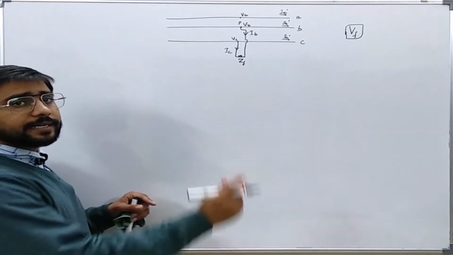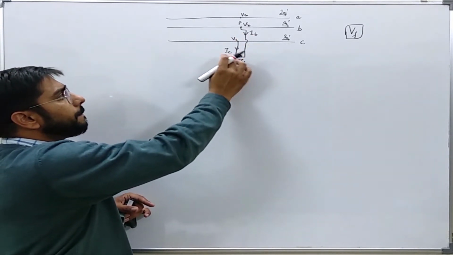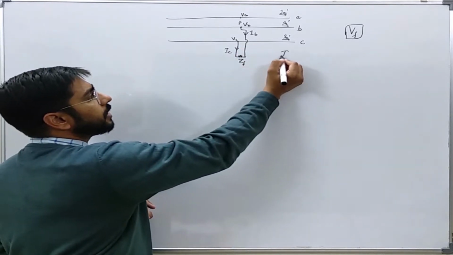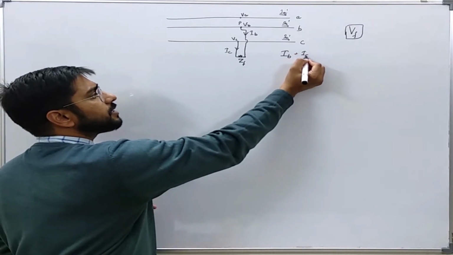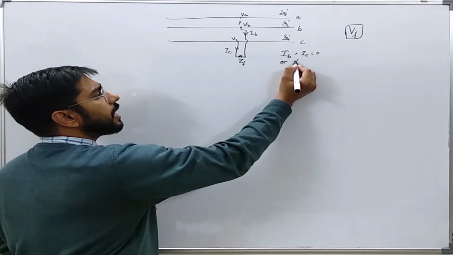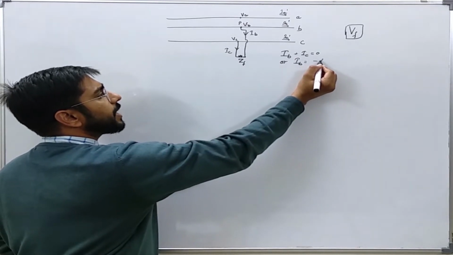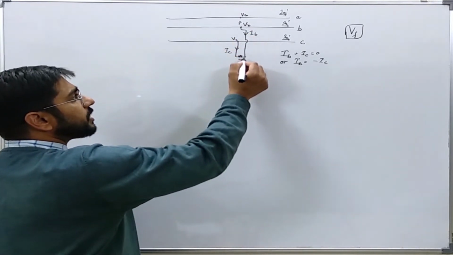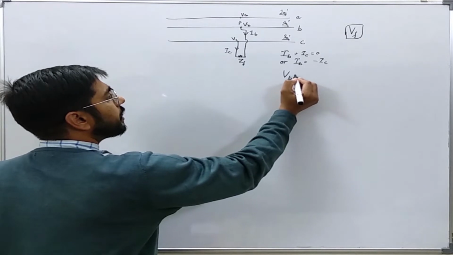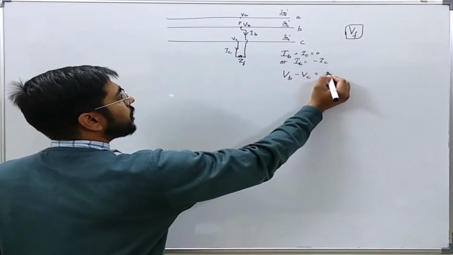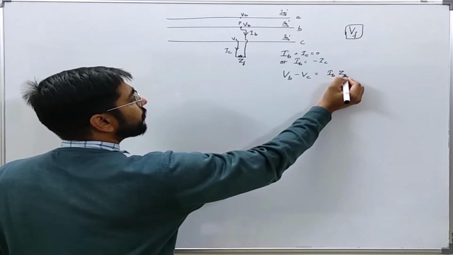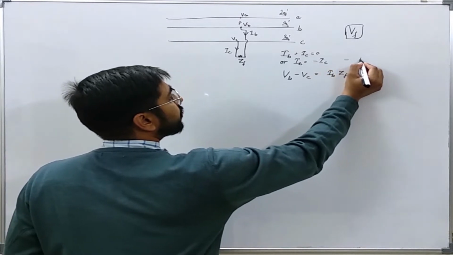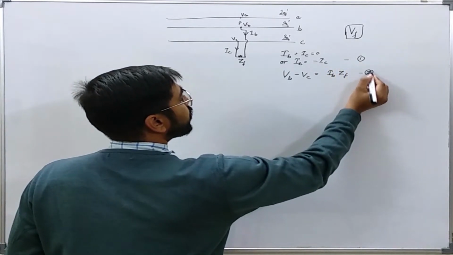Now from KCL we can easily see that, if I use KCL at this point, IB plus IC is equal to 0, or IB is equal to minus IC. Now from KVL we can also see that VB minus VC is equal to IB into ZF, the fault impedance. So let us say this is equation number 1, this is equation number 2.